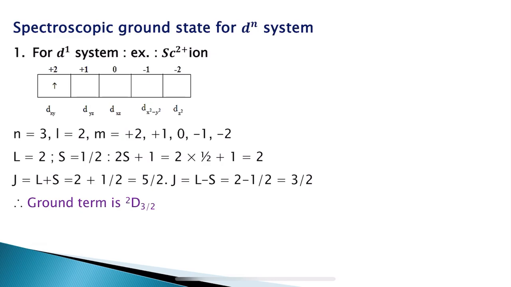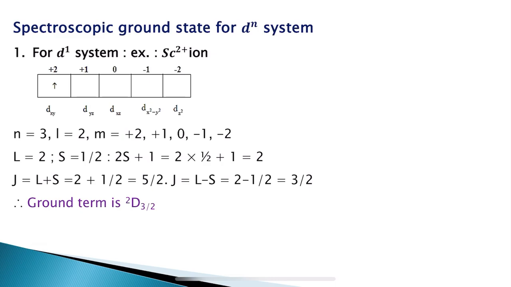So the most stable state has the largest S value. That means those electrons which are more stable in the ground state have the largest S value. Just imagine, when an electron or any substance has more spin, then it will have the largest spin angular momentum value.